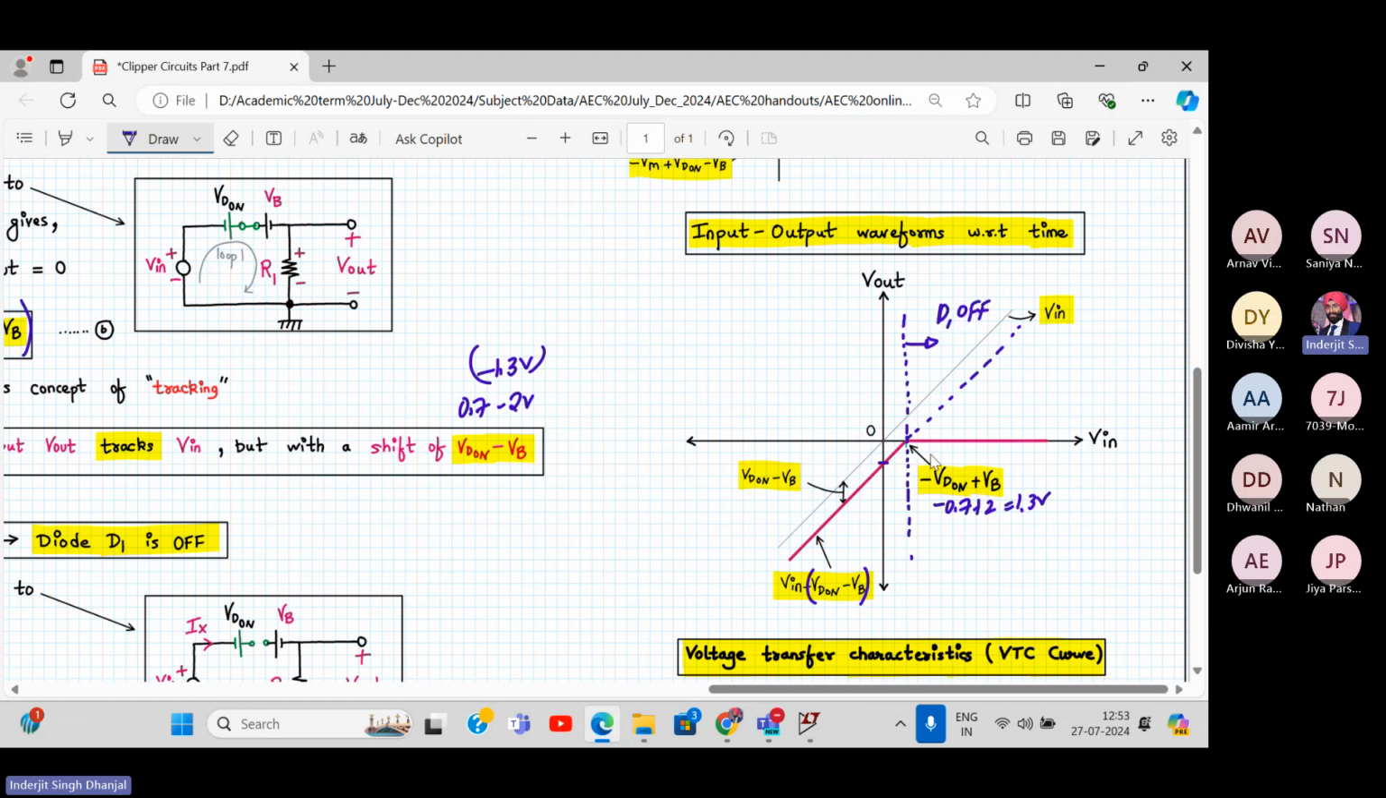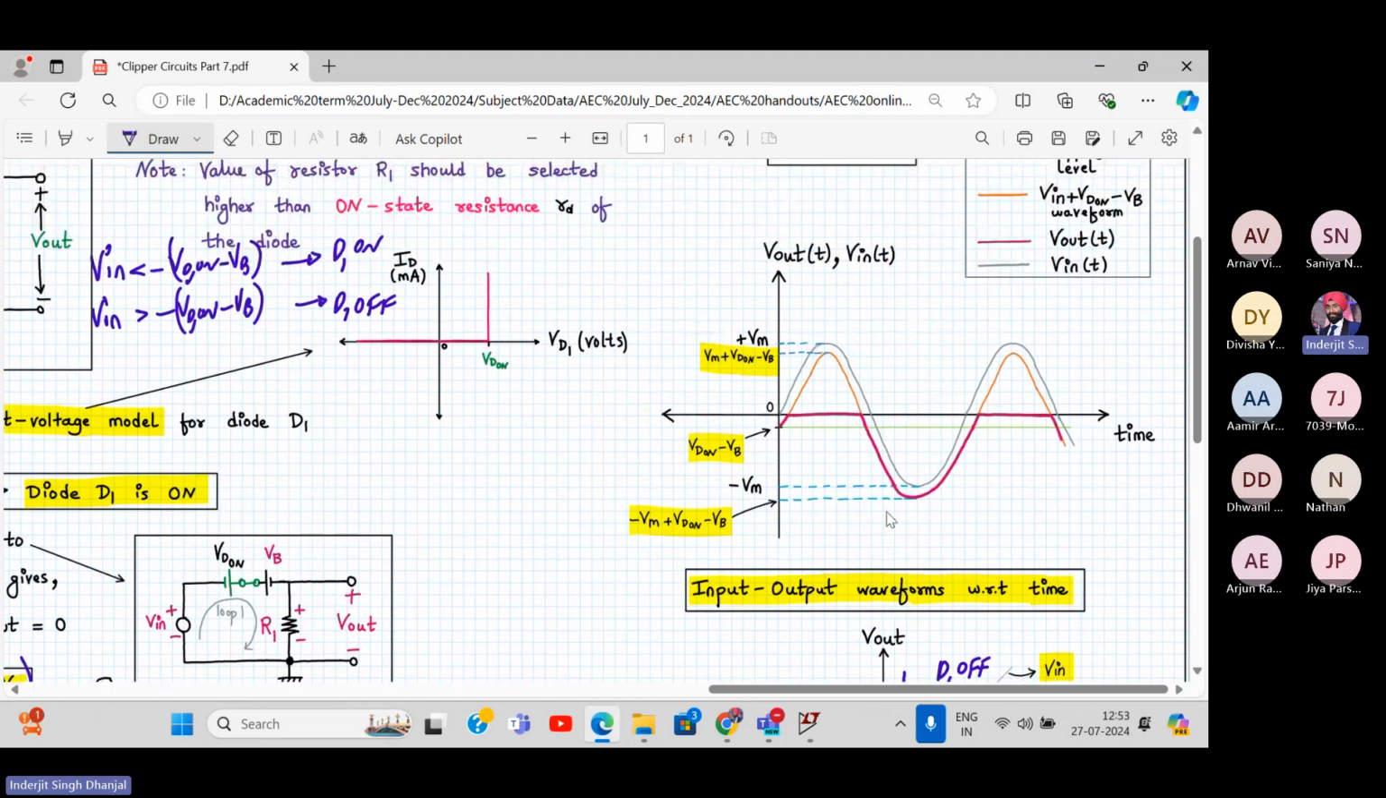And when diode D1 is off, the output is 0. And below this, diode D1 is on. So it will follow this line, V in plus VD on minus VB line. I hope it is clear. Now let's come to this now.